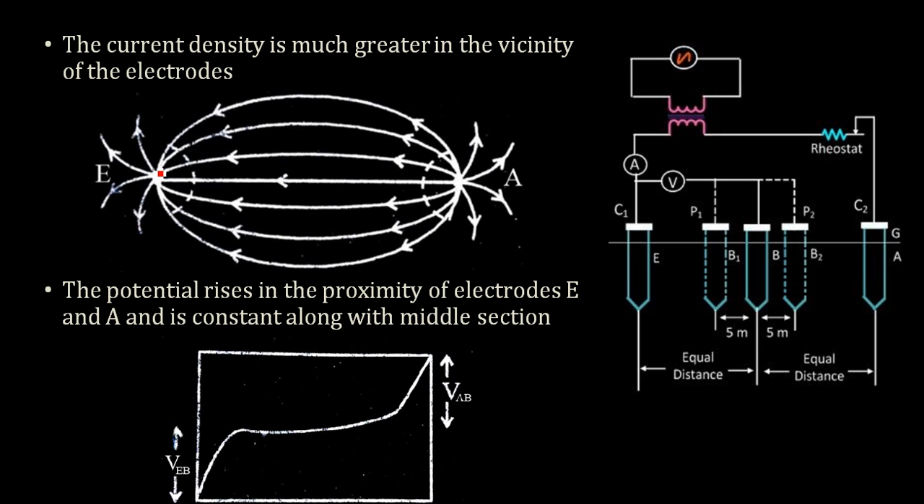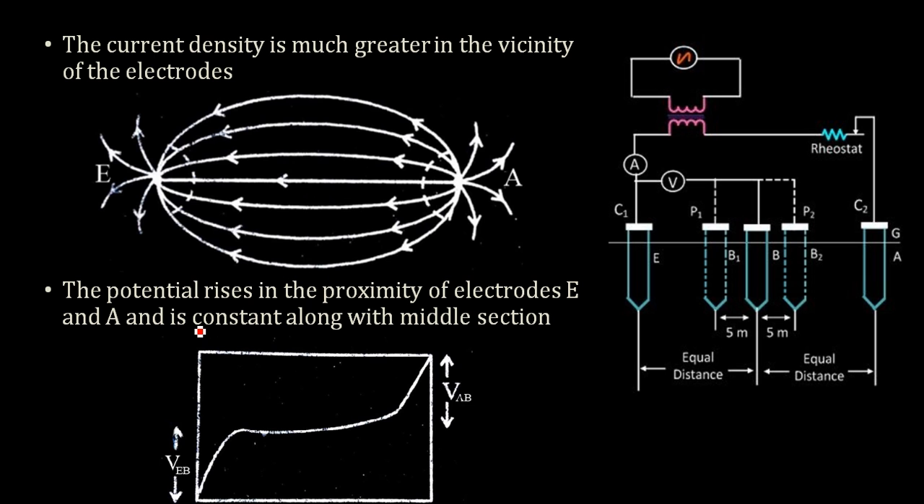So if your current is flowing from A to E, the current density will be higher at this point, because this is the origin point, and the current will be spreading out, and then it will be further reaching at this point, and it will be converging at this point. So here there is a divergence at A and convergence at E. So you can see that at the middle region the current density is almost the same in almost all the area.